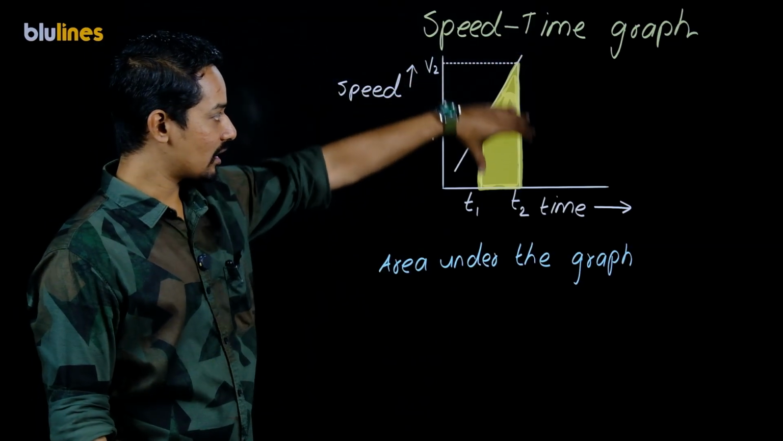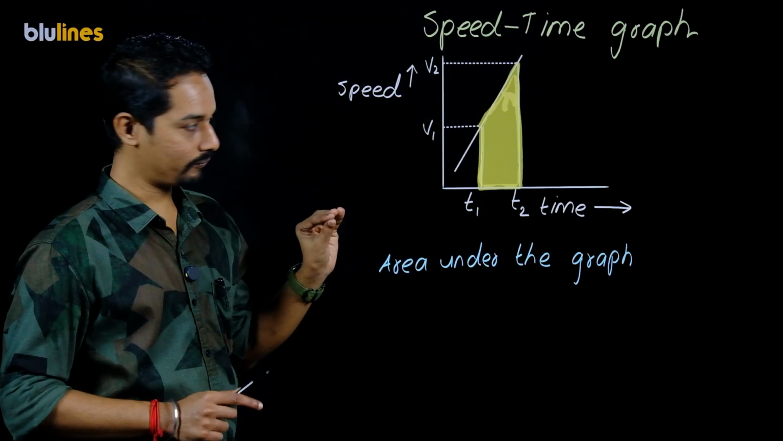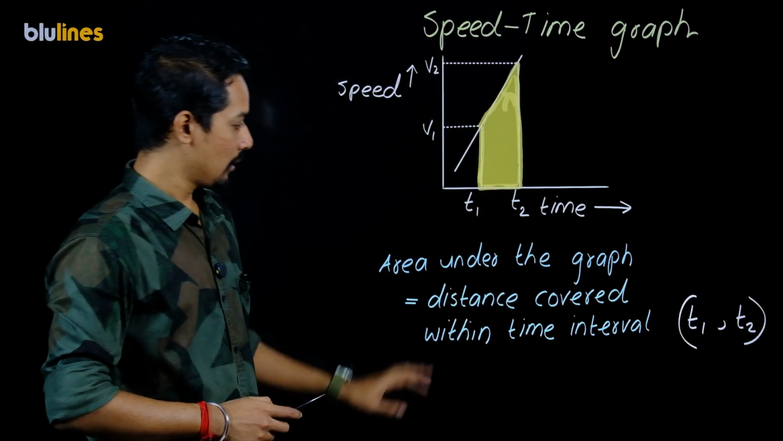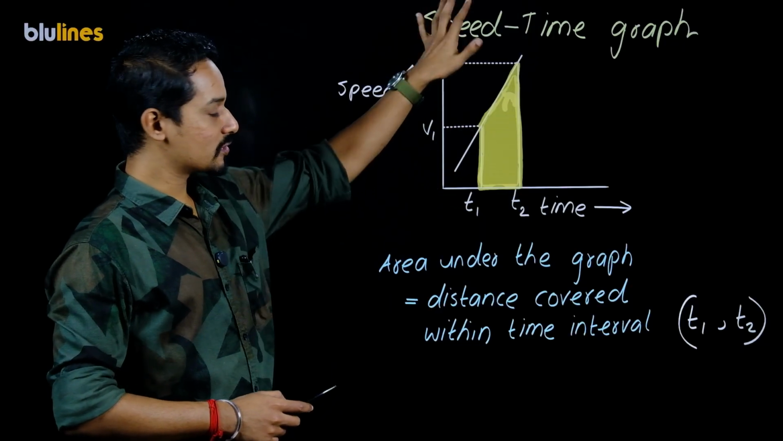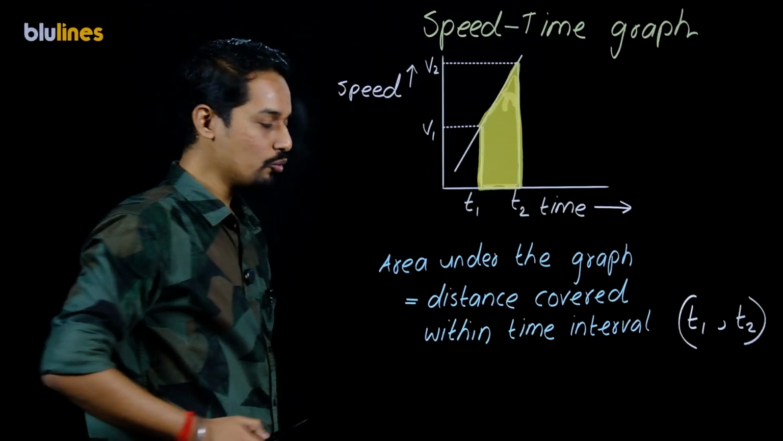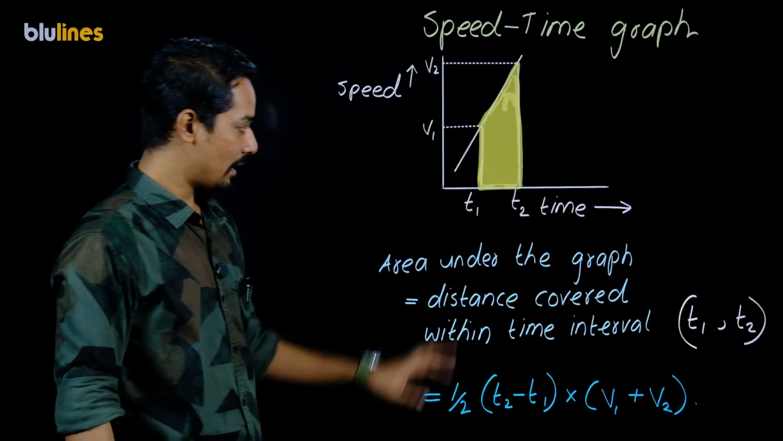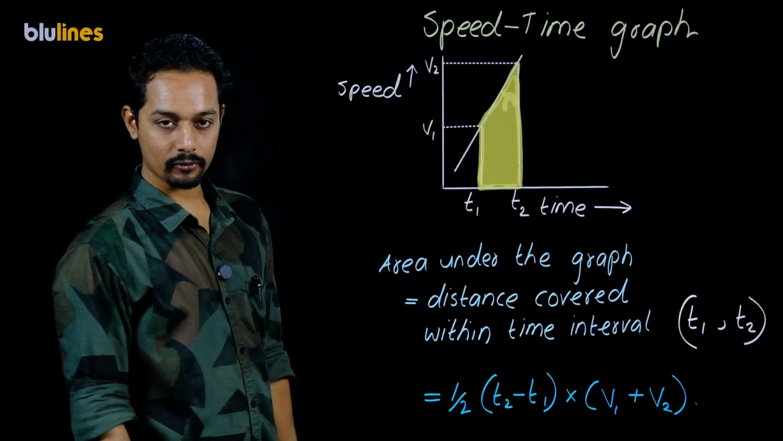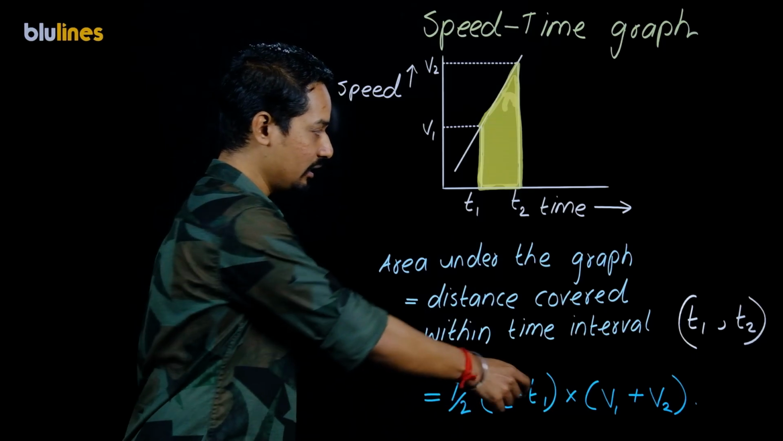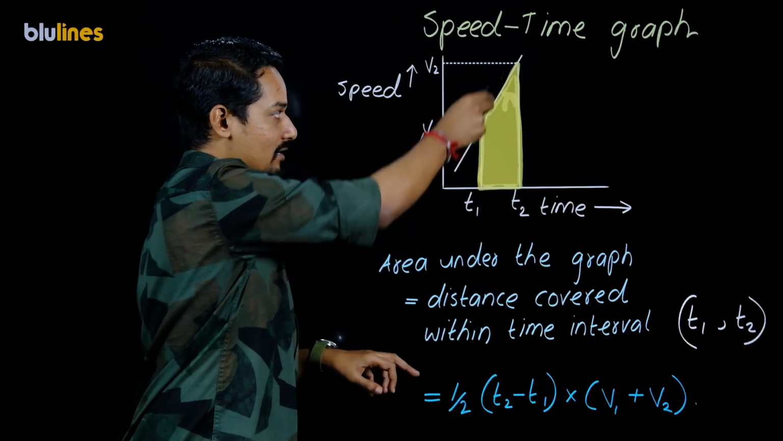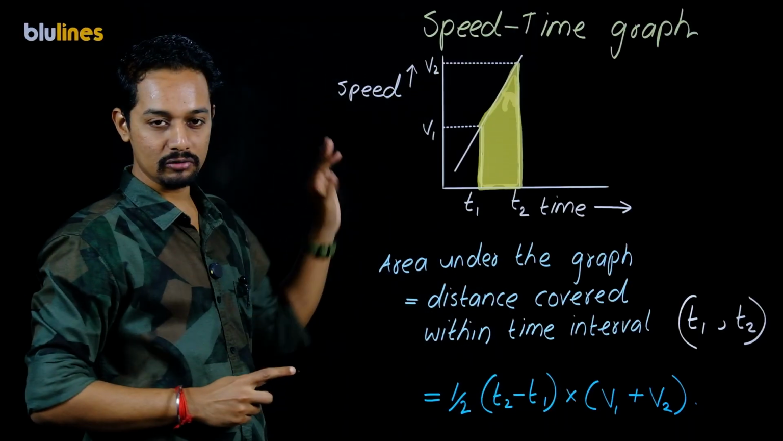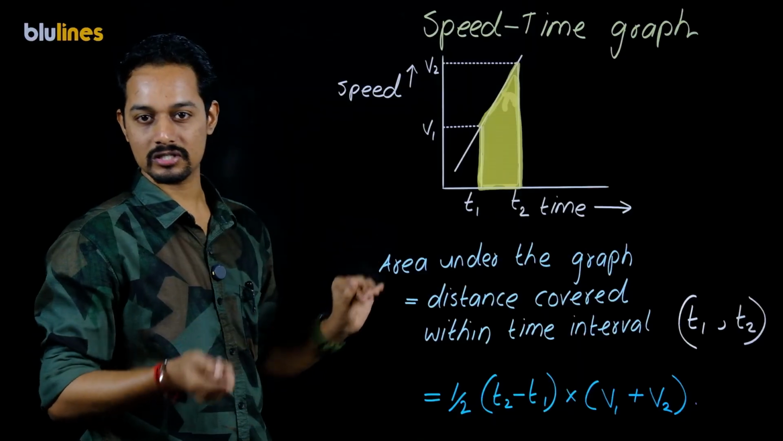Now this corresponds to the area under the graph. If you look carefully, it looks like a trapezium, right? The area under the graph for a speed time graph always represents the distance covered within the time duration, that is T2 minus T1. Since it is a trapezium, we know the formula: half times the height, T2 minus T1, times the sum of the parallel sides, here V2 plus V1. This is how we evaluate area under the curve for specific problems.